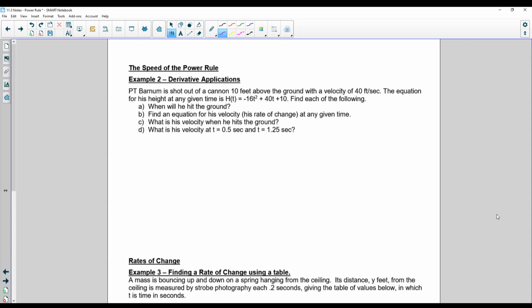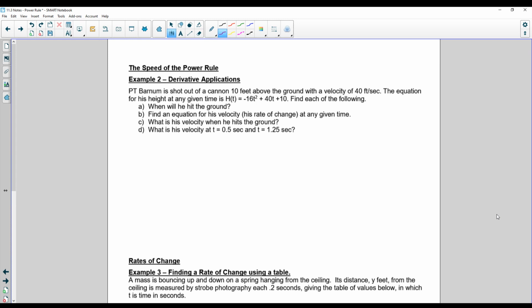All right, so here we are on the applications for the power rule. This is where it gets really good because we can skip all the slow, exhausting limit definition math, and we can quickly do the derivative and get to the application, the useful part of it.